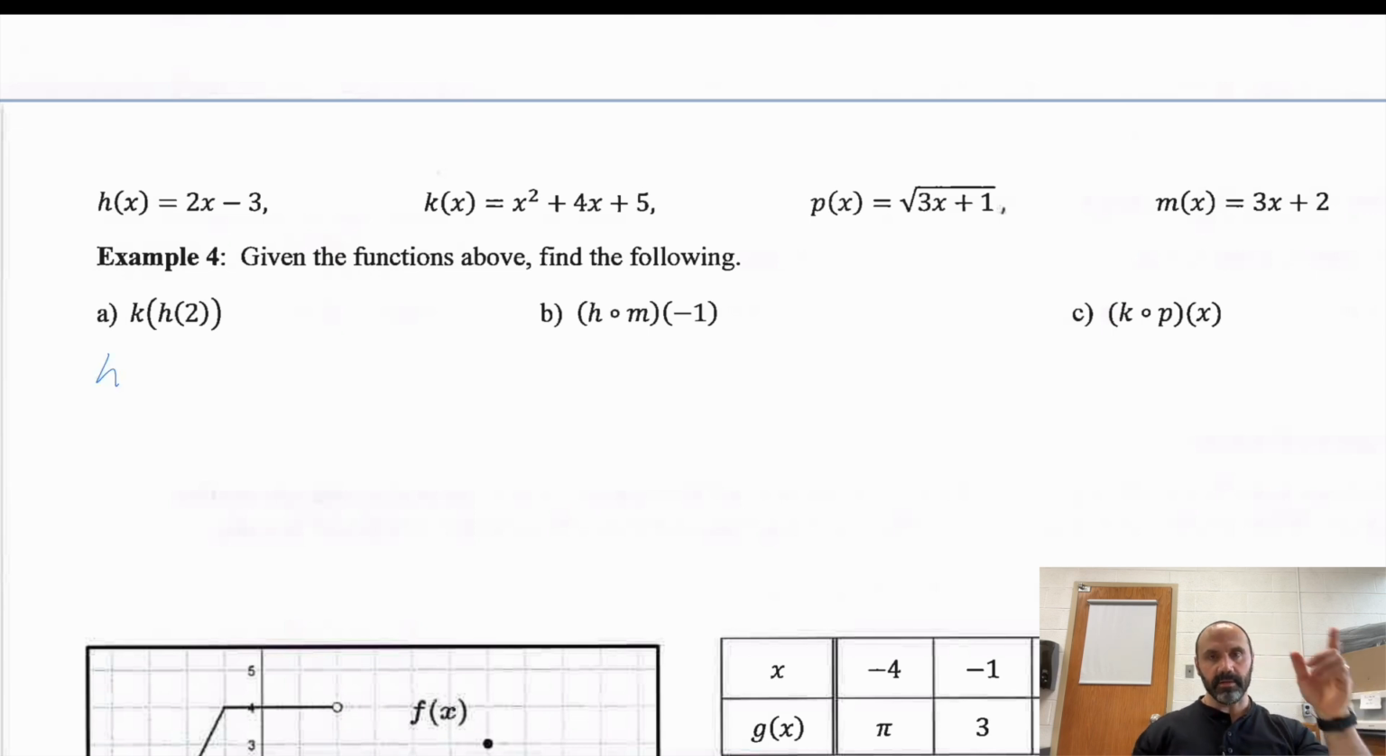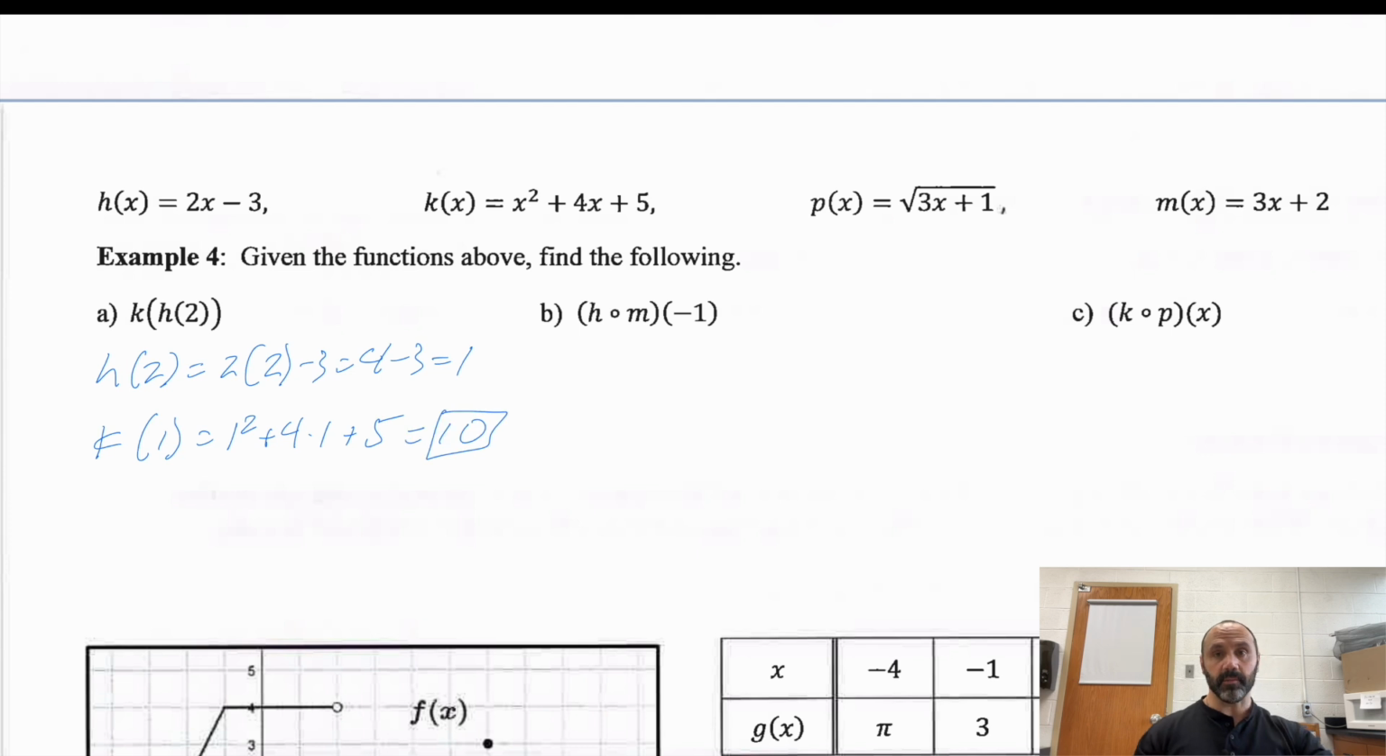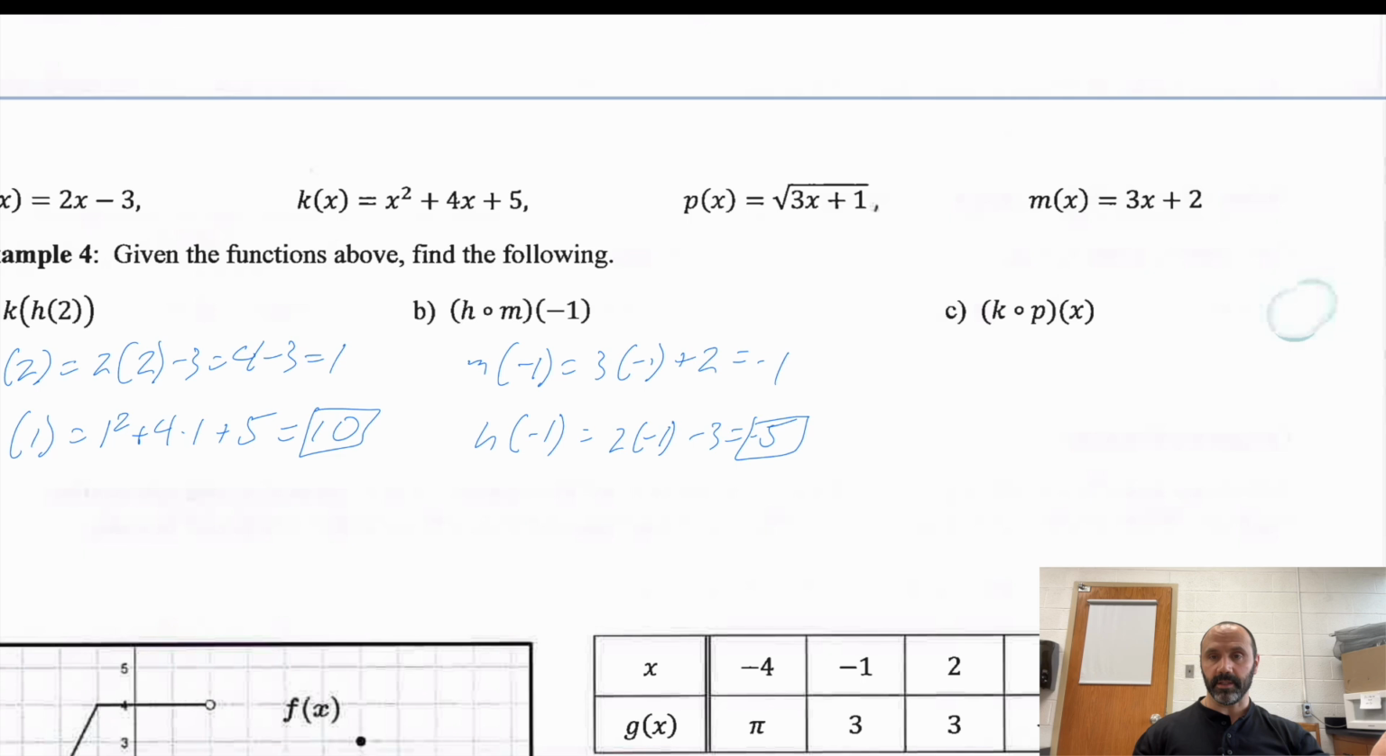So for k of h of 2, I take 2, I put it into h, I take that result, put it into k. And we get 10. For the next one, that is read h of m of negative 1. Right, first time seeing that notation. So I put negative 1 into m, take the output from that, and put that into h. Okay. And we get negative 5.